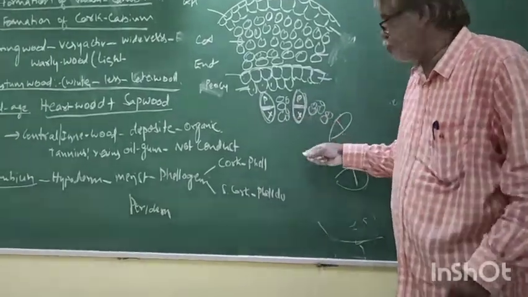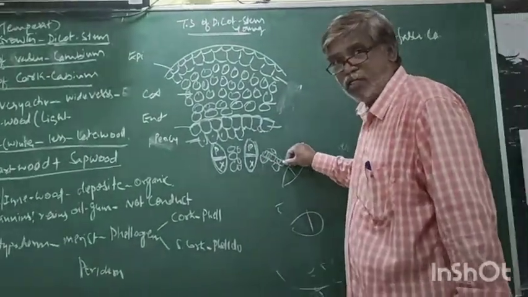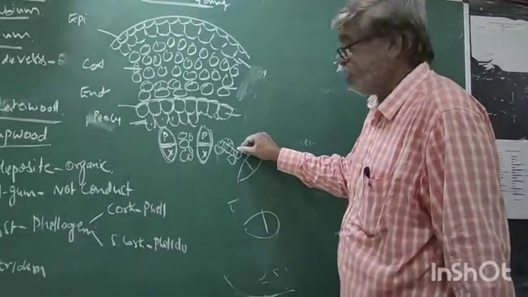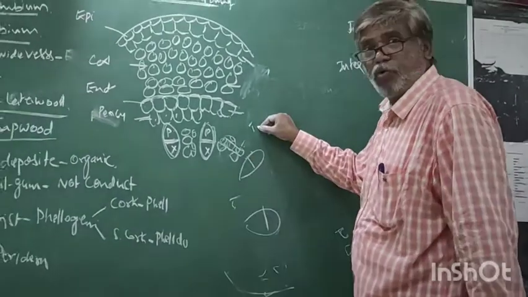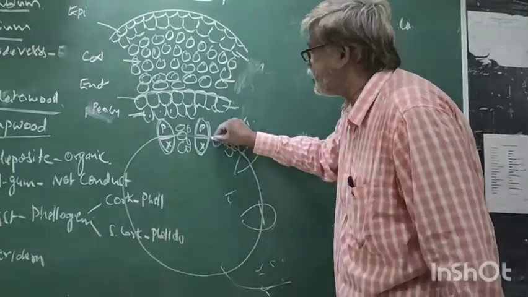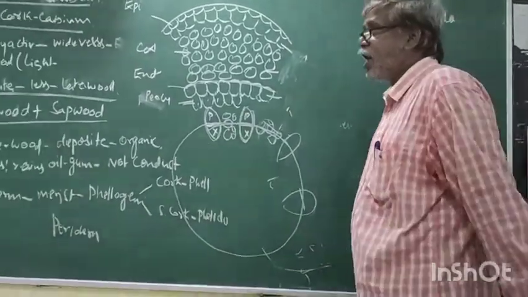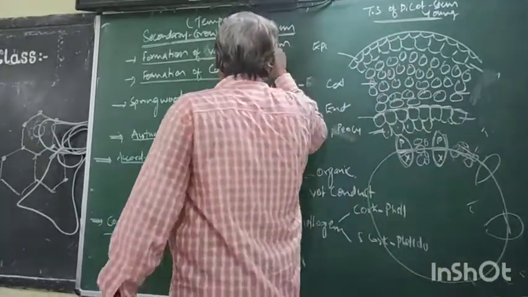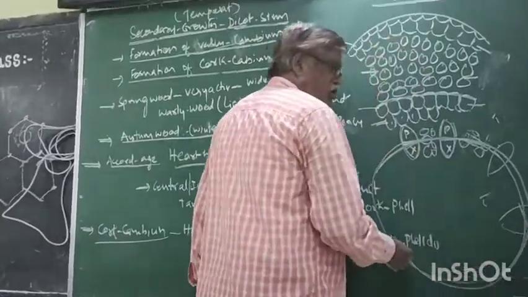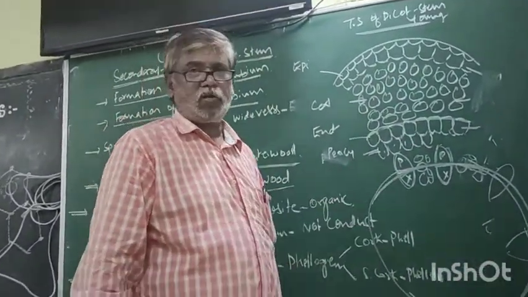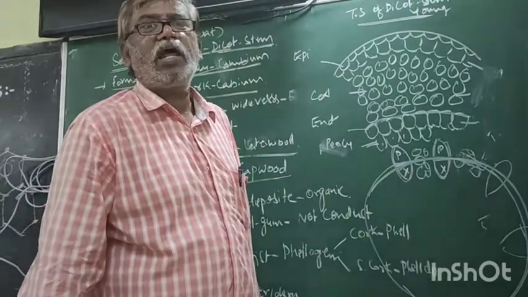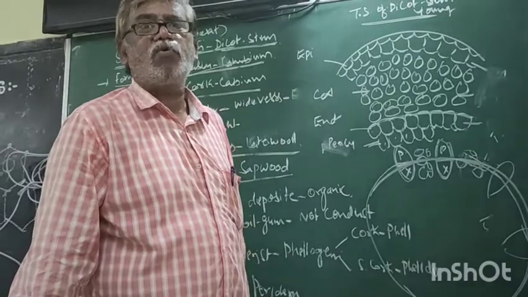Now this cambium is also meristem. This is called interfascicular cambium. Now this interfascicular cambium and intrafascicular cambium together form a ring, and this is called vascular cambium. Now, what is the composition of vascular cambium? The vascular cambium is made of which tissue? Meristem. What is the character of meristem? Continuous division.